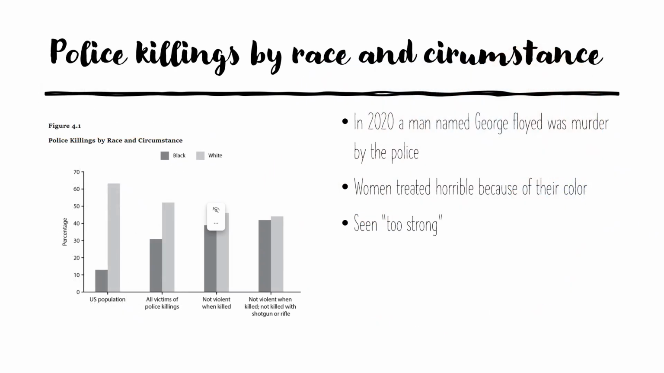This is the police killings by race and circumstances. In this bar graph, you are able to see the stereotypes of Black women. Historically, they didn't take women seriously since they were seen as being too strong or too independent. According to the textbook, women's pain was often underestimated just because of these simple stereotypes. This was horrible since they were unable to get the care that they needed.